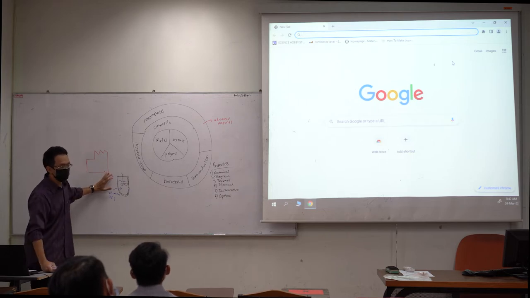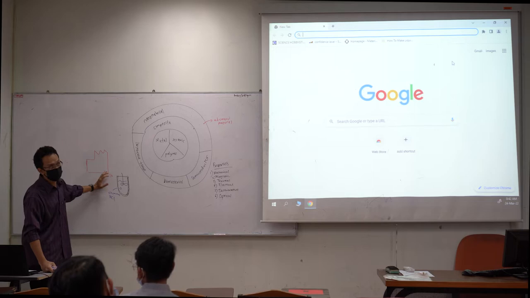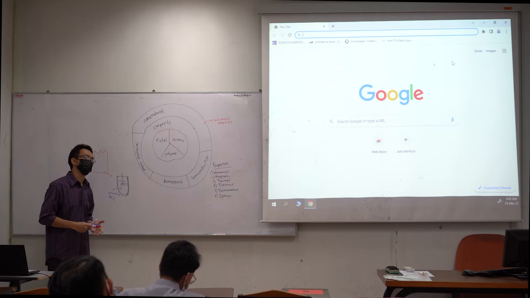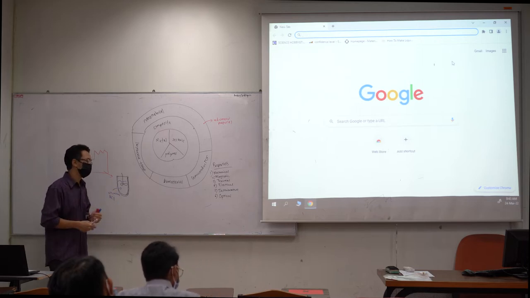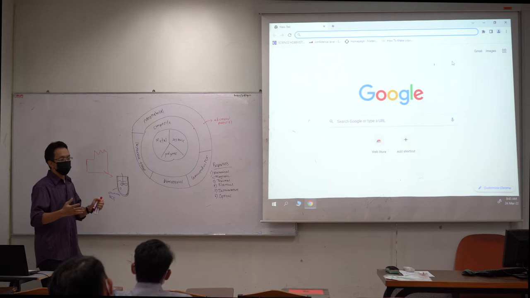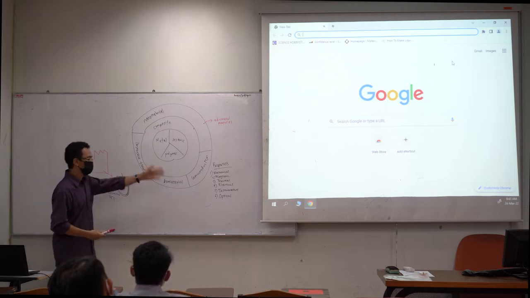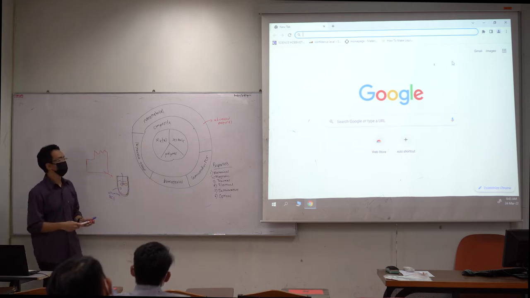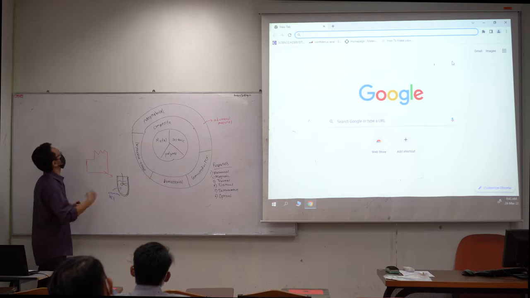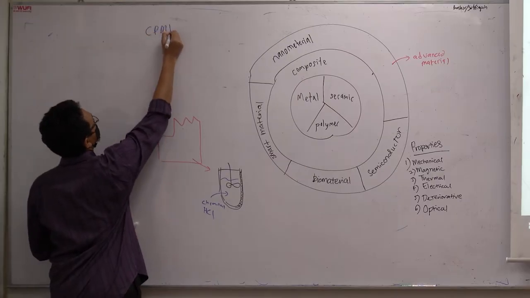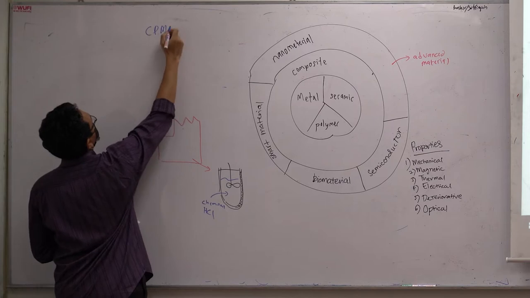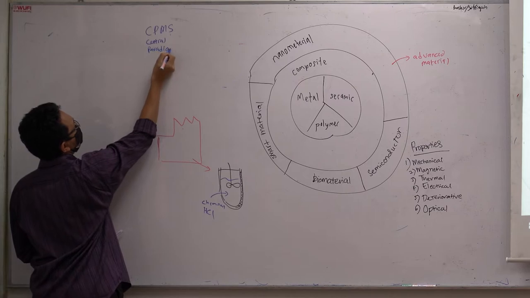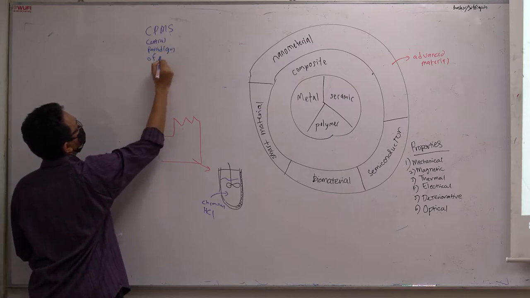Previously, before modern engineering came, especially before science flourished, what people did is that they just took whatever was available around them. For example, they see a metal there, they take that and then they mold it into this shape. But nowadays, they have what we call CPMS, the Central Paradigm of Material Science.